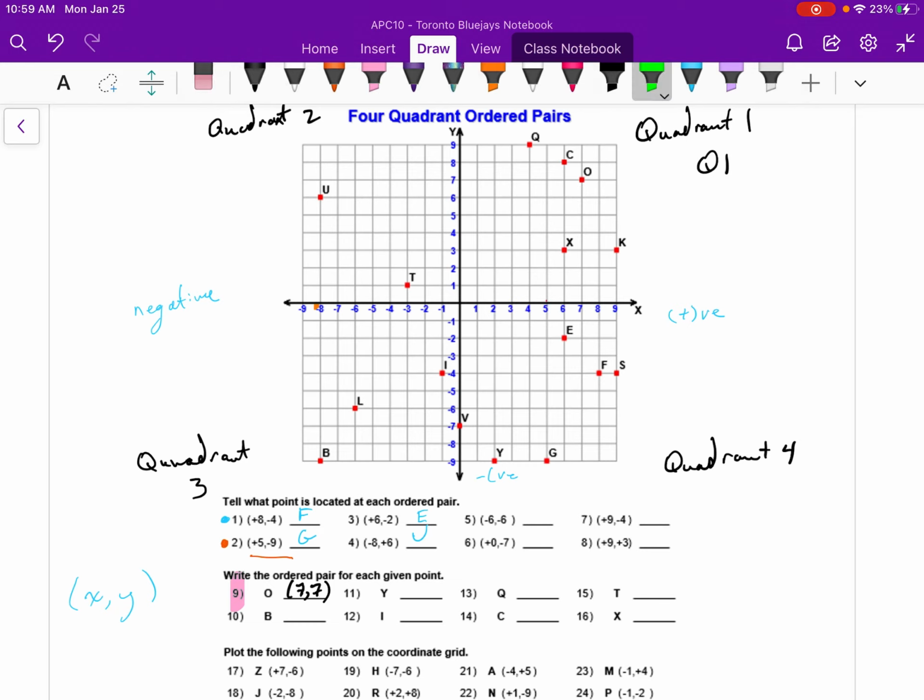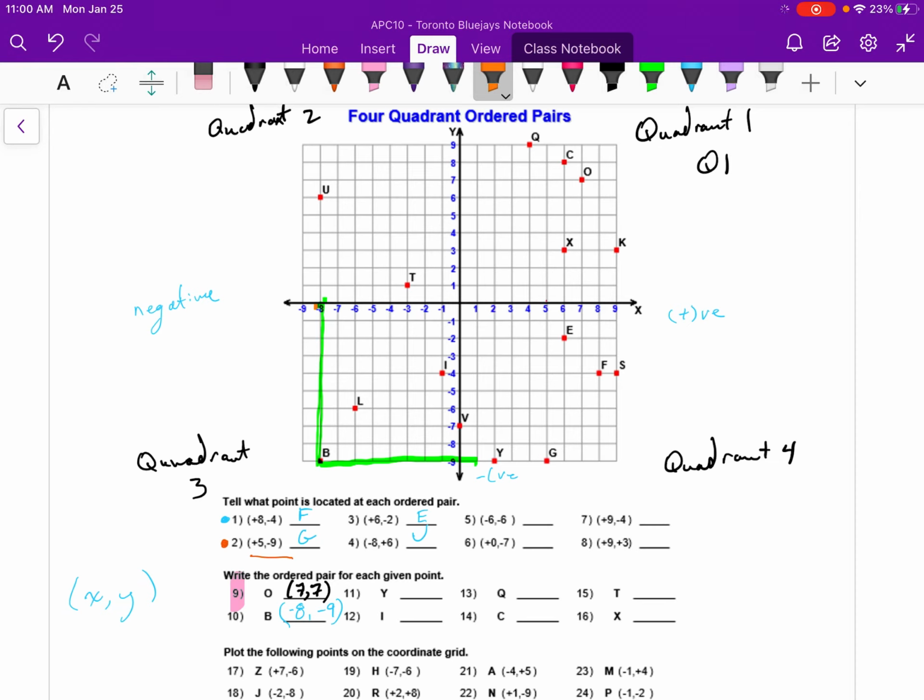The point B. Well, here's B. So I'm going to draw a line straight up to the x-axis. Draw one to the y-axis. And what I see here is point B. The x is negative 8. The y is negative 9. So my point is (-8, -9).